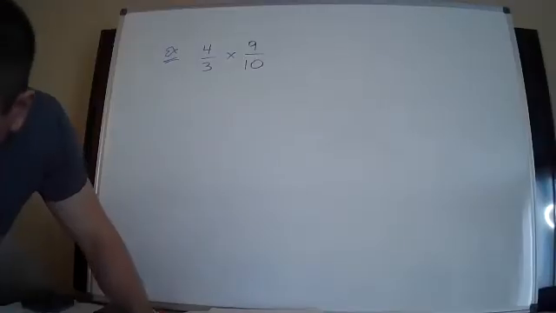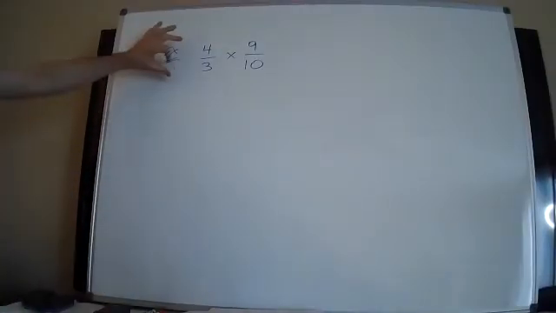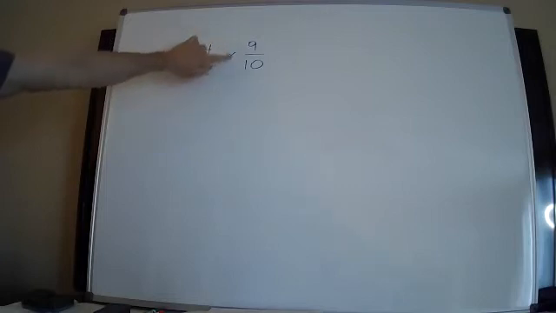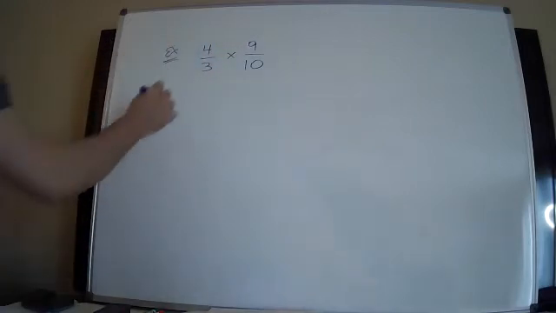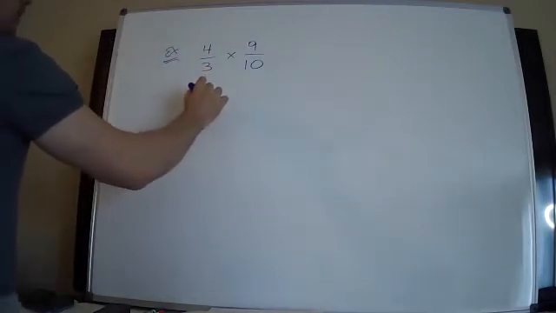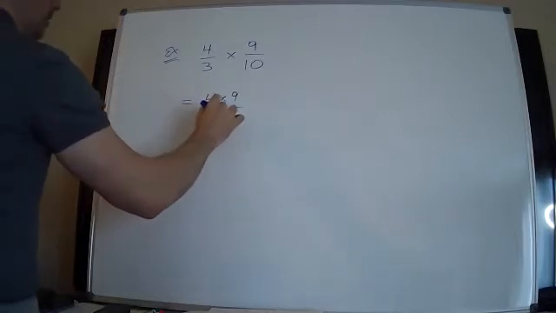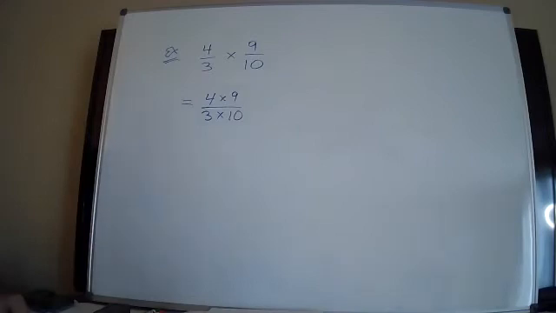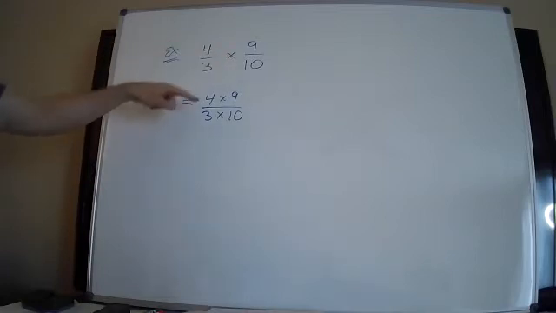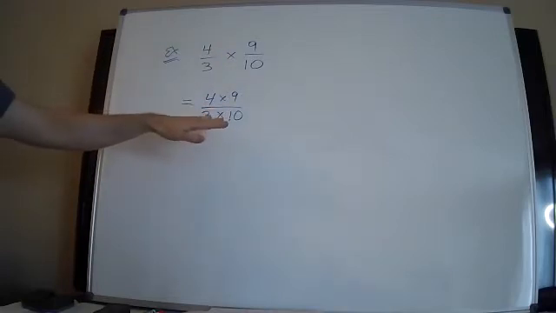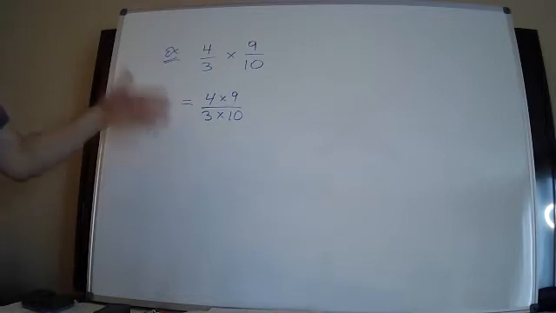Okay, so the first example, 4/3 times 9/10. So like I said, it's literally this simple. You multiply the numbers on the top and you multiply the numbers on the bottom. It does not get any easier than that. Now, you could do 4 times 9 and make 36, and you can do 3 times 10 and make 30. However, you're going to have to reduce the fraction to smaller numbers.